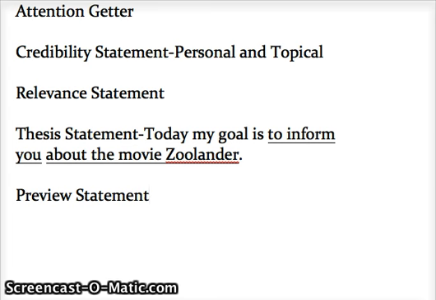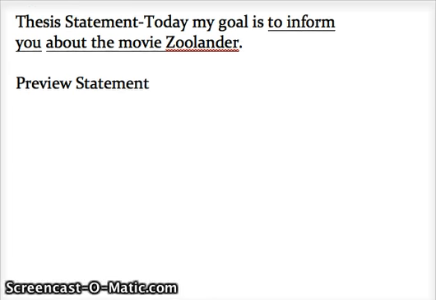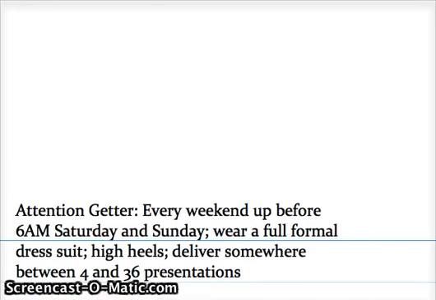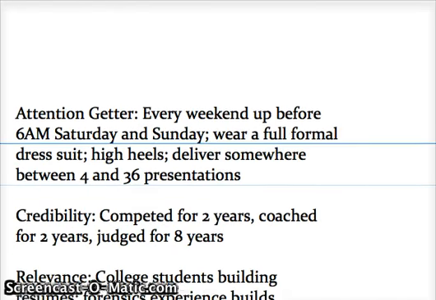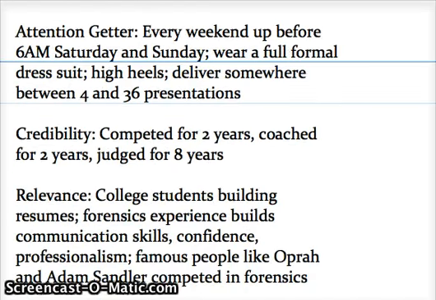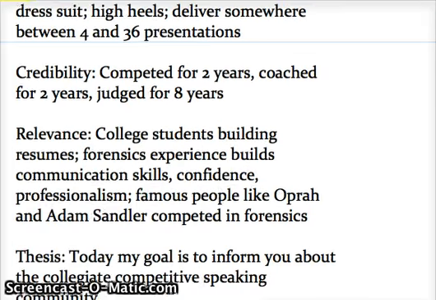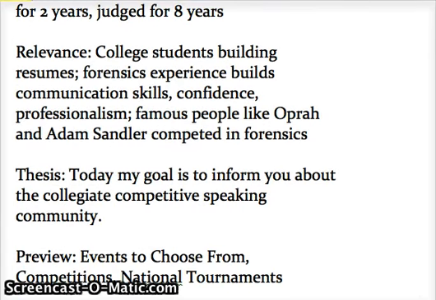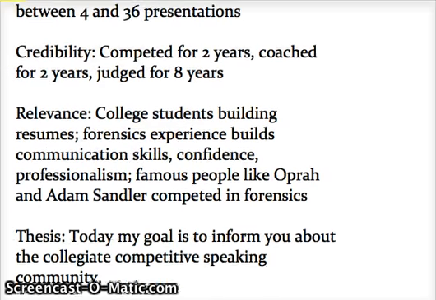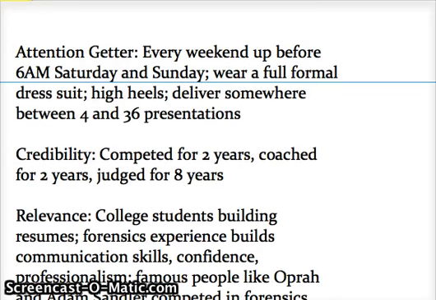So, for example, I'm going to give an example of an introduction that you could use for an informative speech. Okay? And you'll notice on the side here that I've labeled the different parts of what I'm doing, the attention getter, credibility, relevance, and then you'll notice as I scroll down, you'll see my thesis and my preview statements, okay? So you can watch that as I am giving this introduction.